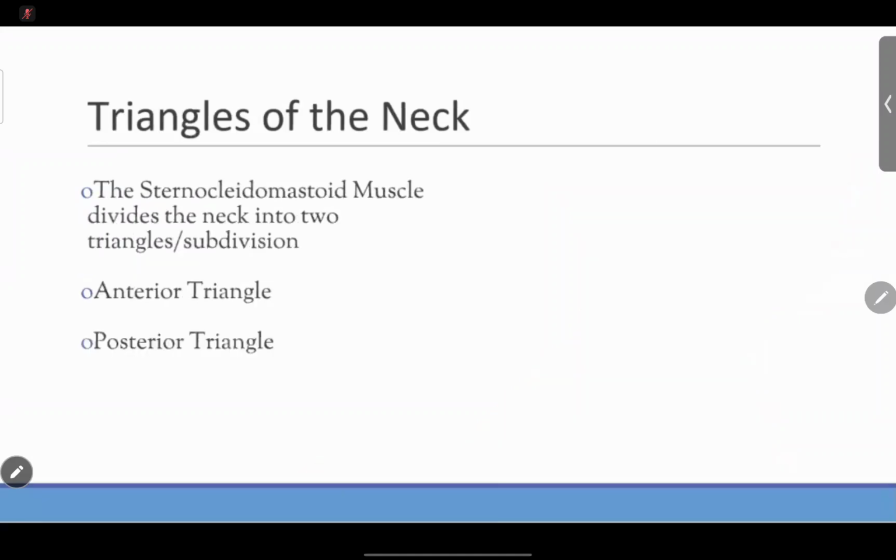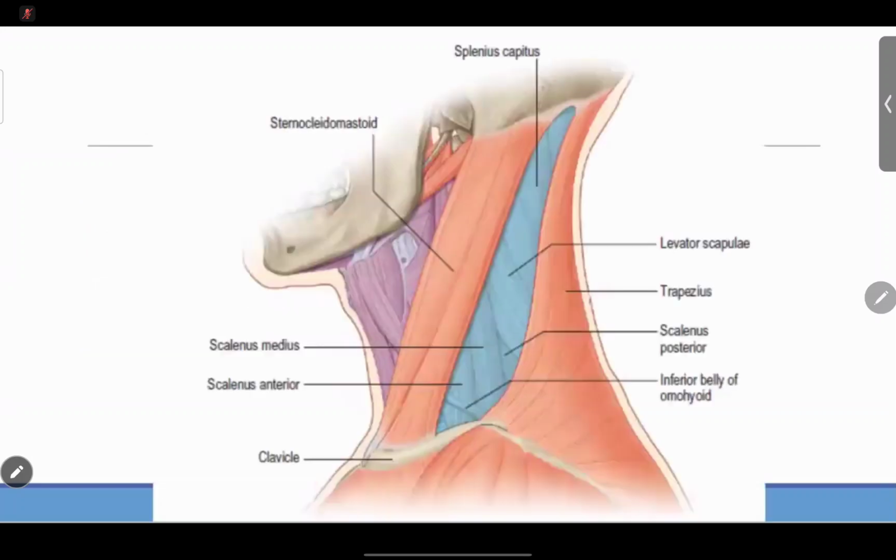Okay. So for the neck, you have different triangles. You can further subdivide your neck into different triangles. What divides the neck is your sternocleidomastoid, so take note of that. Your SCM divides it into the anterior triangle and the posterior triangle. So this is how you divide your neck.